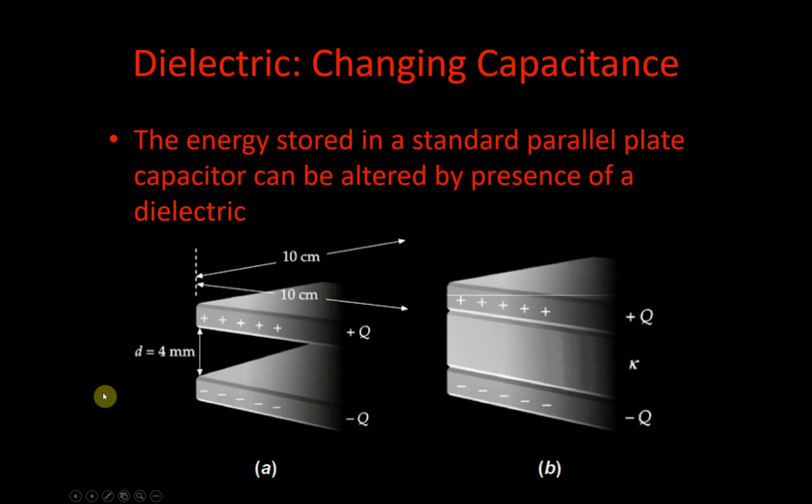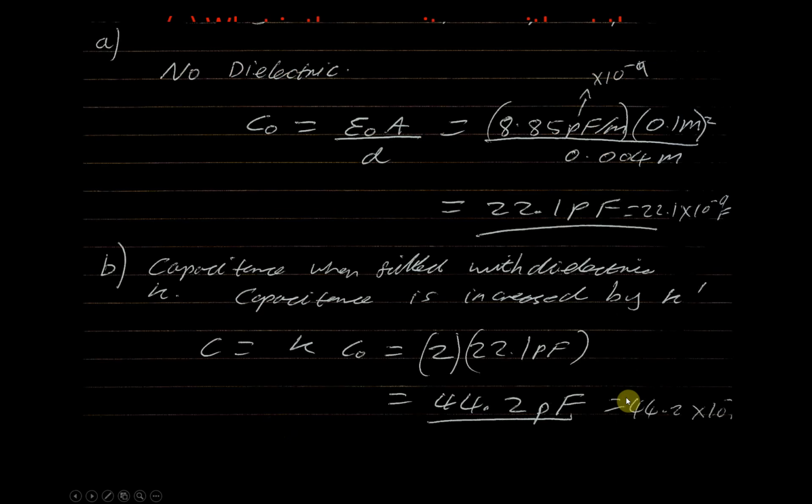So what we're saying is that we're going to change the energy stored in our parallel plate capacitor by putting in a dielectric. Here's our plates, 10 centimeters by 10 centimeters, and we're pushing the dielectric of K inside it. So what we have here is part A, the case with no dielectric. Our original capacitance here is going to be epsilon 0 times A over D.